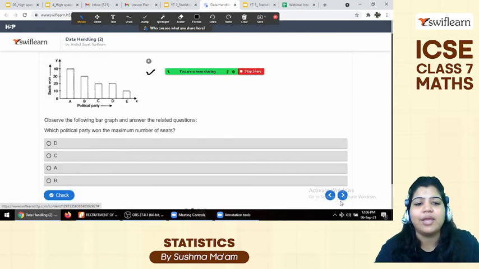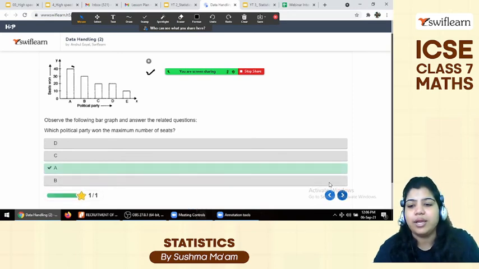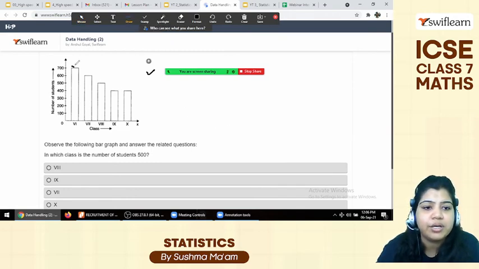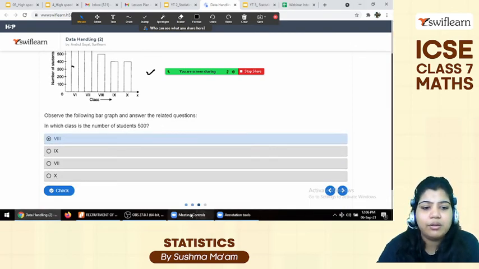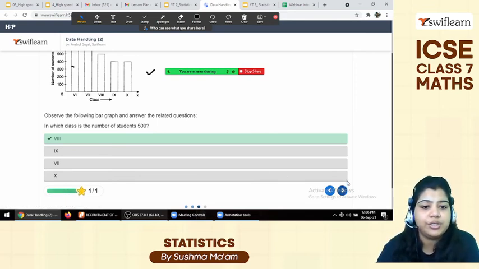Correct. Okay, next question, which political party won the maximum number of seats? Which one is the bigger one? A. So our answer is A. Check. Correct. Next, observe the following bar graph and answer the related question. In which class is the number of students 500? So which one is 500? 500 here, this is 8th grade. 8th grade here. And let's check. Correct. Okay, one more question.